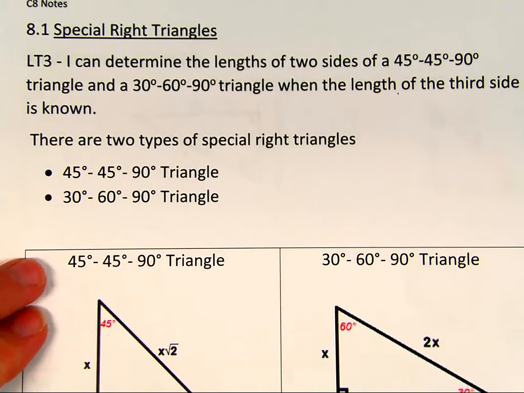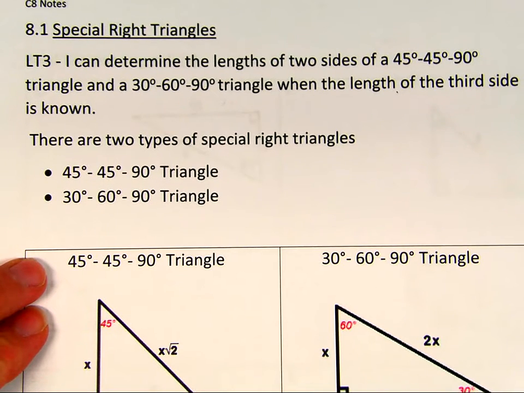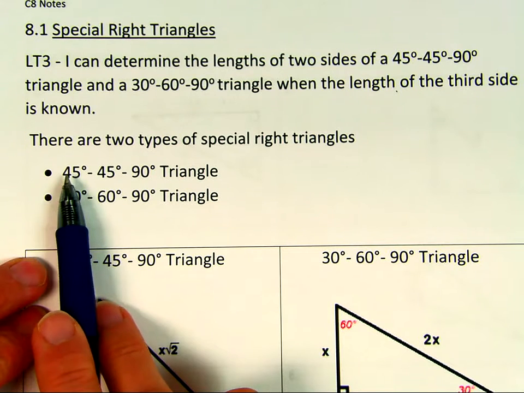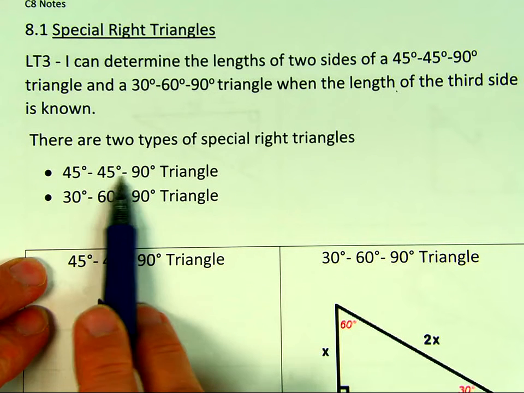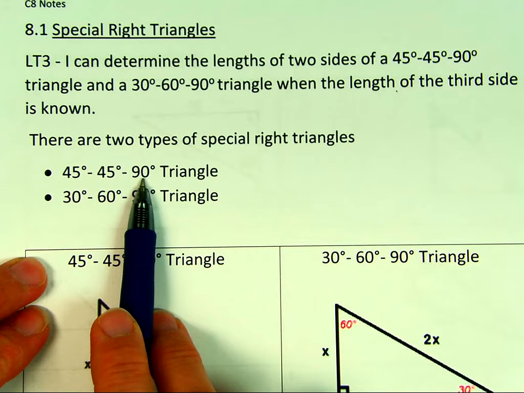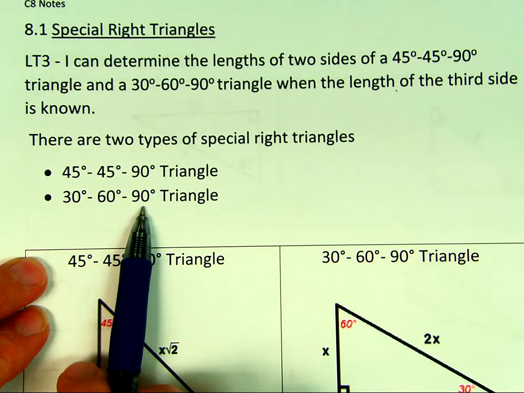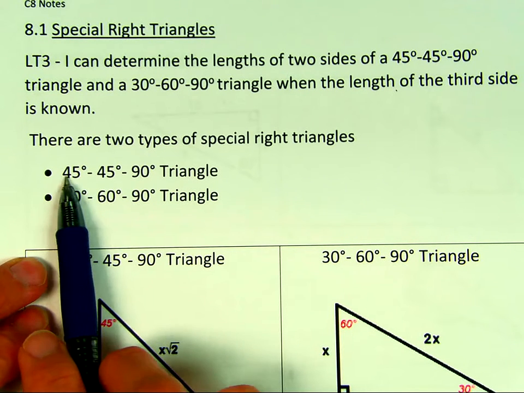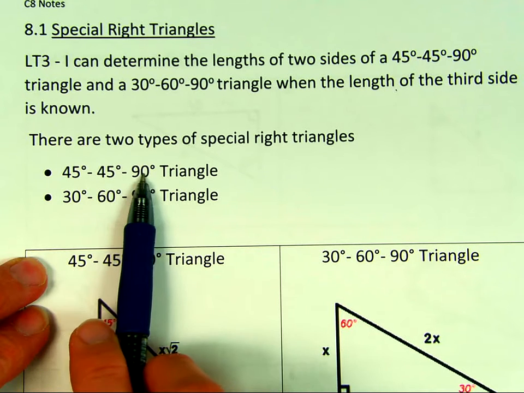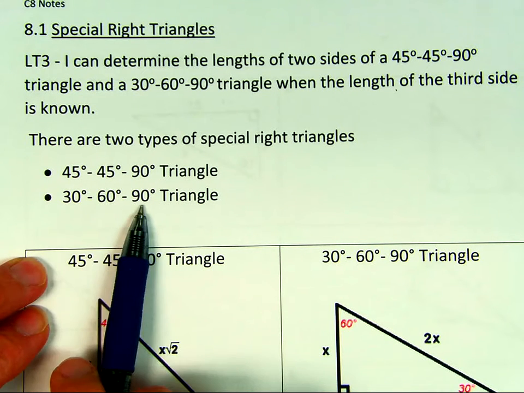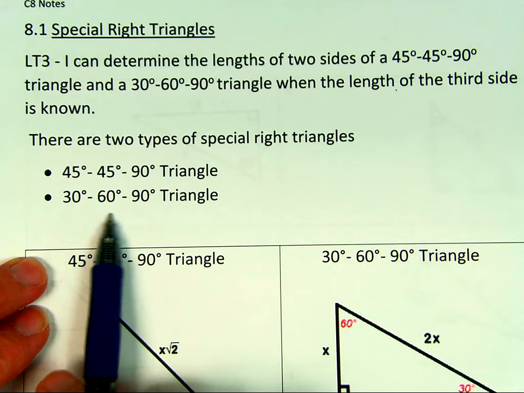There are two kinds of right triangles that we call special right triangles. The first one is a triangle that has 45, 45, and 90 degree angles within the triangle. And the other one is a triangle that has 30, 60, and 90 degrees. So if you see a triangle where you know it's an isosceles right triangle, that would be this one. Or if you have a 30, 60, 90, meaning these are the angles of the triangle.